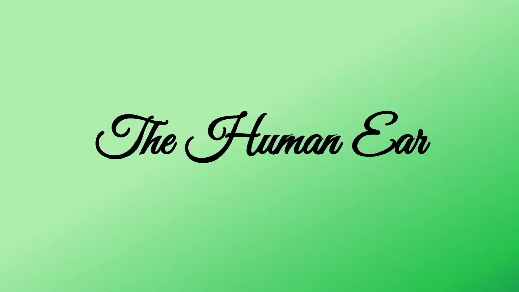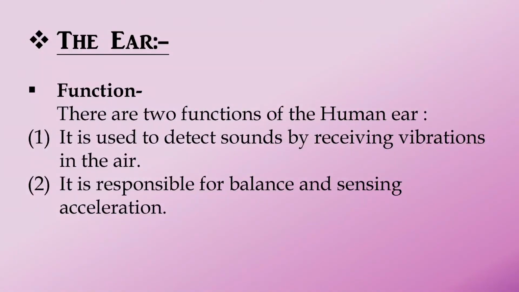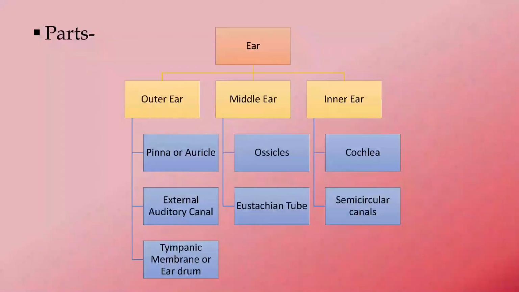Today I am going to explain the human ear and its parts. There are two functions of the ear. First is that it is used to detect sounds by receiving vibrations in the air, and second is that it is responsible for balancing and sensing acceleration.